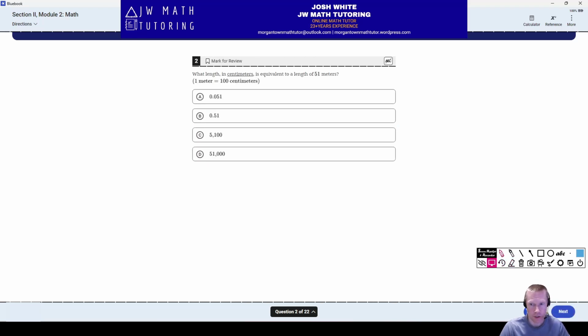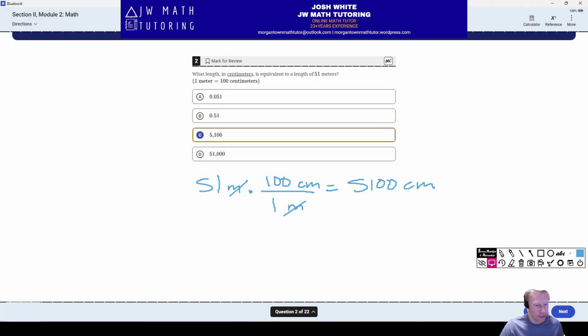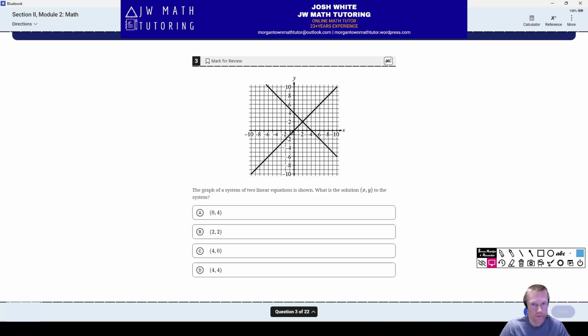All right, question number 2. We're just converting 51 meters to centimeters, and they give us the conversion factor here, which is 1 meter is 100 centimeters. So meters will cancel, and then we just multiply 51 times 100, so we just get 5,100 centimeters. Correct answer is C. Don't need to do anything else.